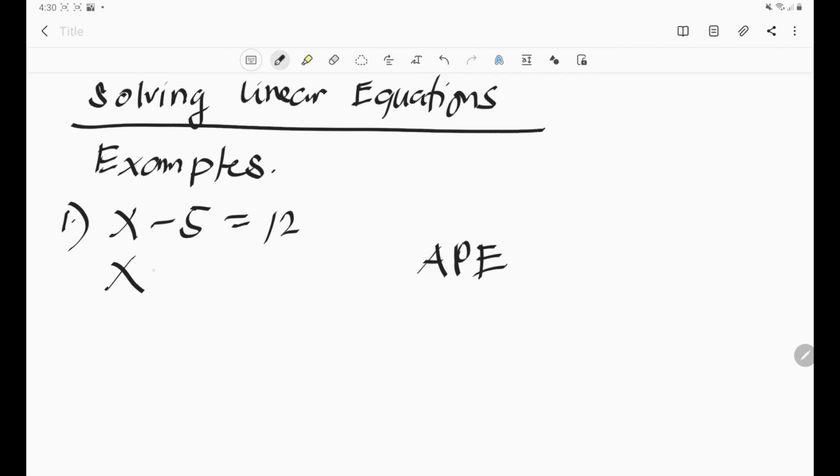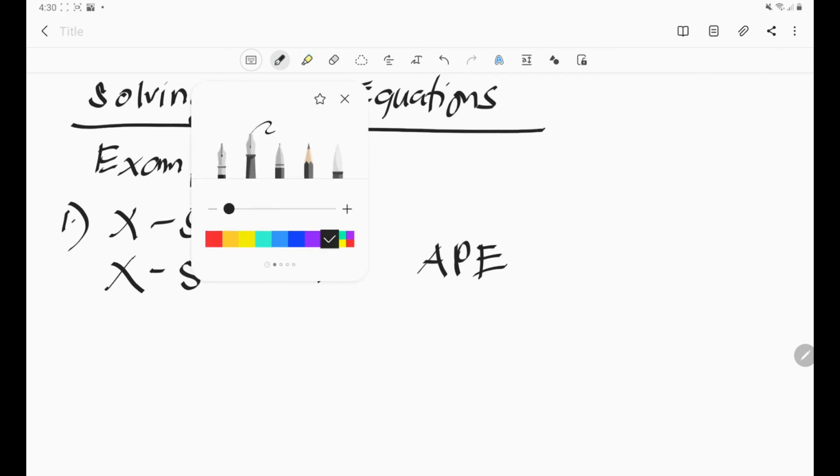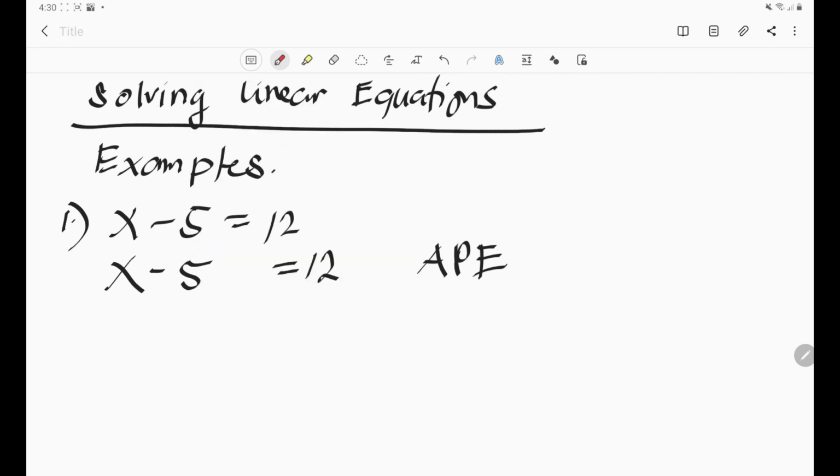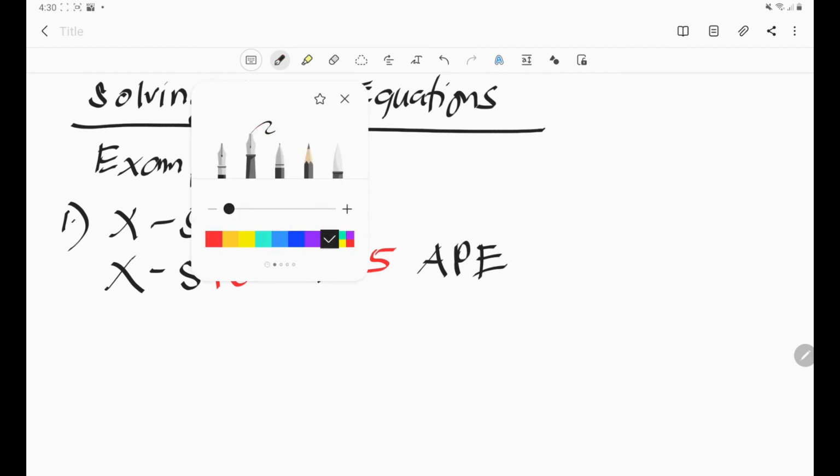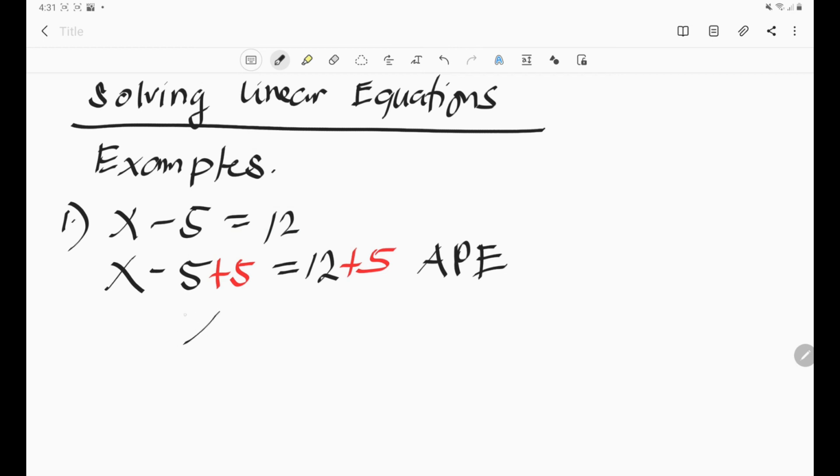So we have x minus 5 is equal to 12. Then, to eliminate minus 5, we have to add plus 5 here and plus 5 also on the other side. Why plus 5? Because negative 5 plus 5 is 0. So we have now an equation which is x, negative 5 plus 5 is 0, is equal to 17. So x equal to 17 is the solution to the equation x minus 5 equals 12.